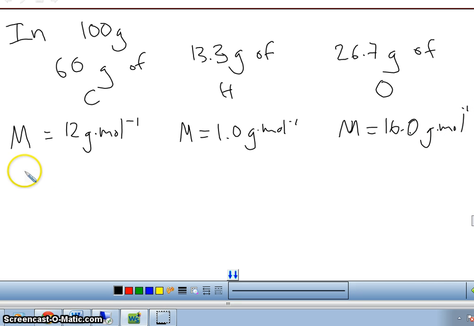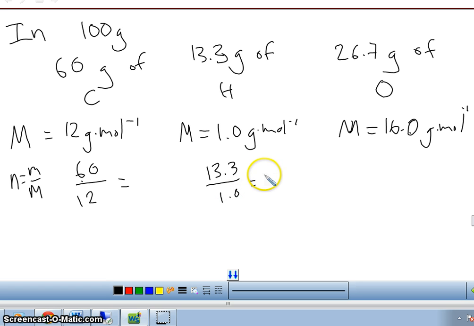Sweet. So, if I know molar mass and I know mass, what can I figure out? Yes, Mrs. Hay, that is right. I can figure out the number of moles: mass over molar mass. So this would be 60 divided by 12, which will equal something. This will be 13.3 divided by 1.0. I can do that one in my head. That is 13.3 moles. This one here will be 26.7 divided by 16.0. And just pause for a second.